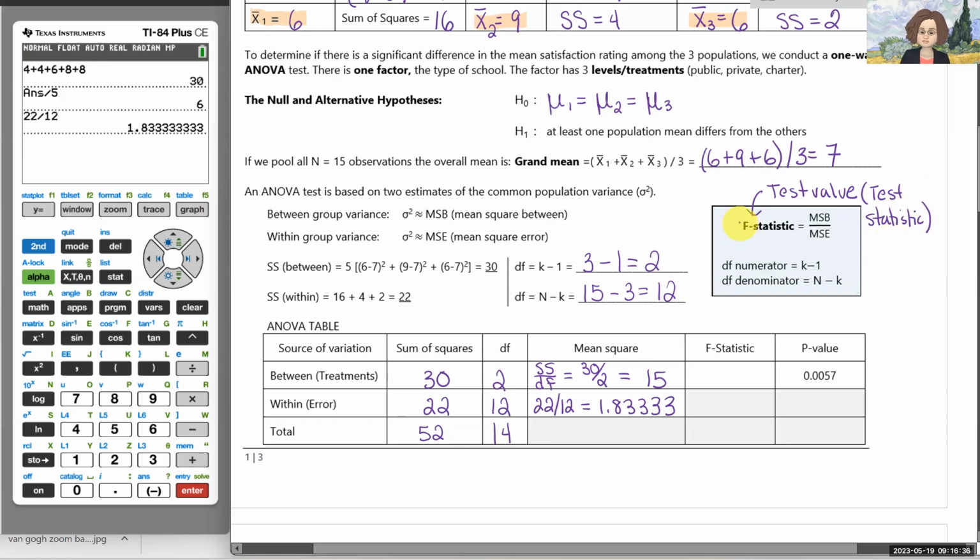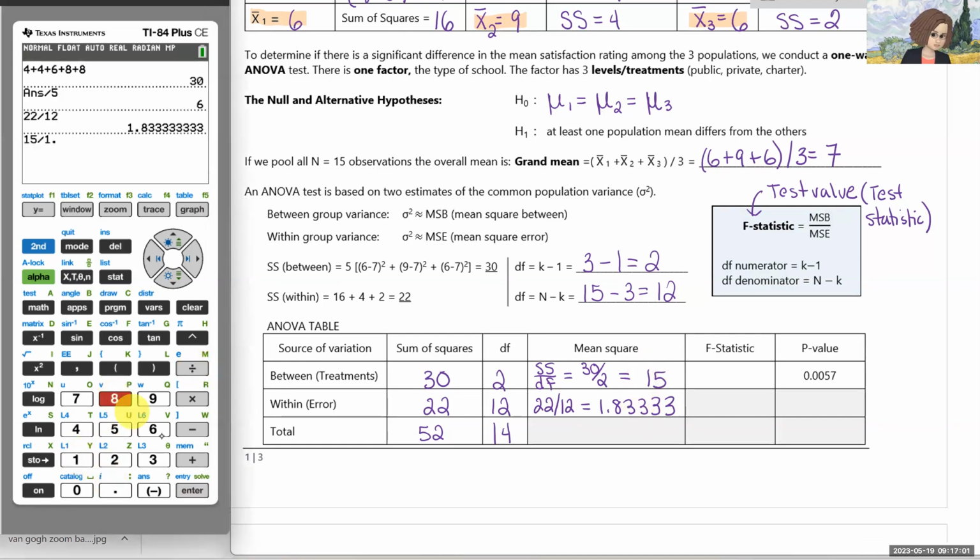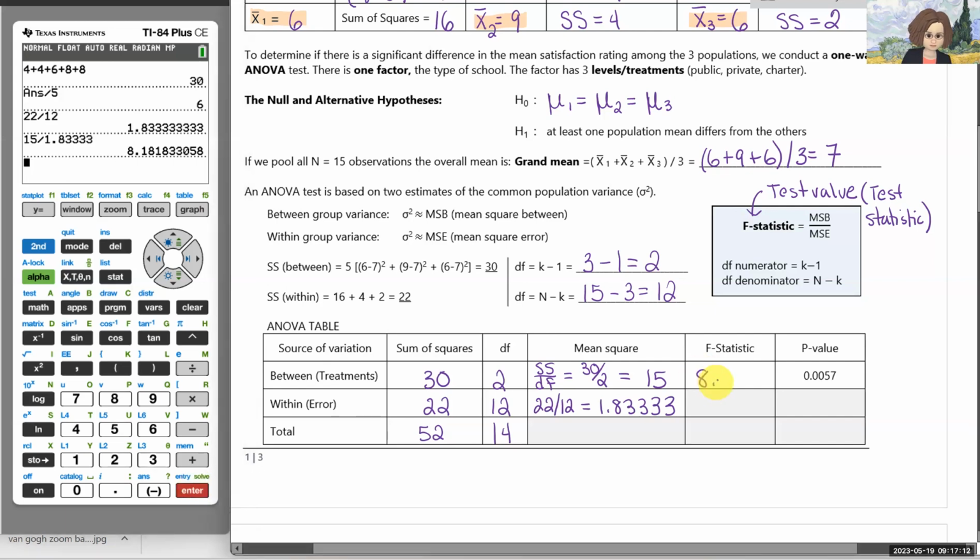We haven't learned an F distribution yet, but I will do that next. So we'll talk about this F distribution. But for now, let's just go ahead and find the F statistic. So we take the mean square between the data and the mean square error, which is called the mean square within the data, and we create that ratio. So I'm just going to enter that on the calculator. If I take 15 and divide it by 1.83333, and then round the F statistic to 3 places, we get 8.182.